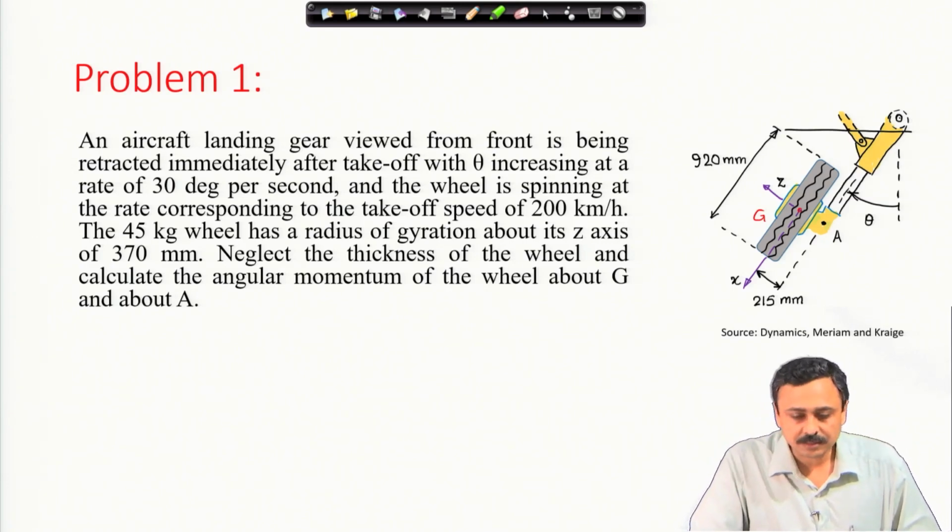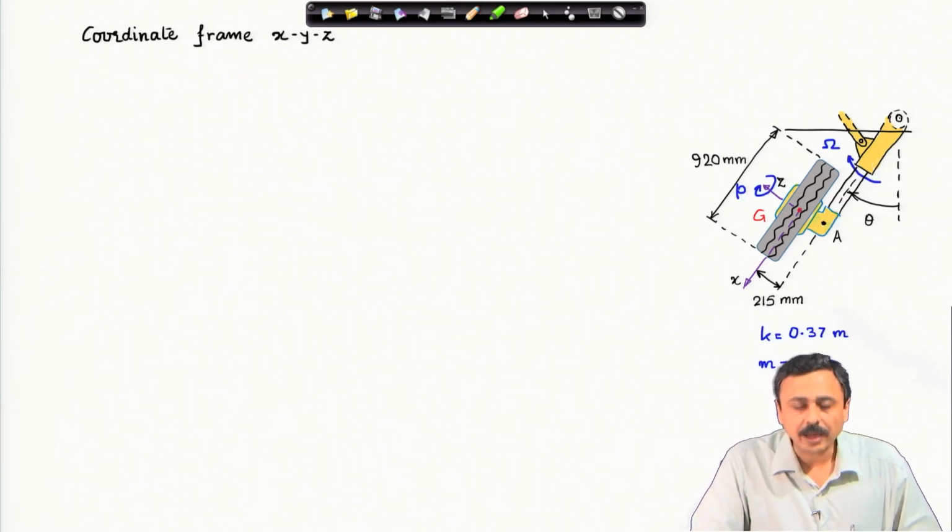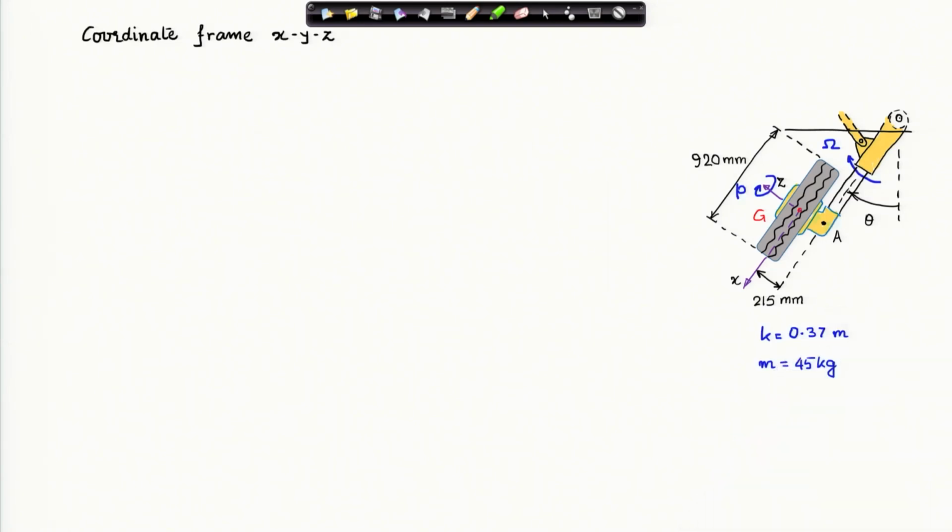Let us look at the process by which we are going to approach this problem. We are going to use this xyz coordinate system which is fixed to the arm, but not with the wheel. Therefore, the wheel is rotating, and the spin of the wheel is observed by an observer sitting at the origin of this coordinate system, or who is fixed to this coordinate system.